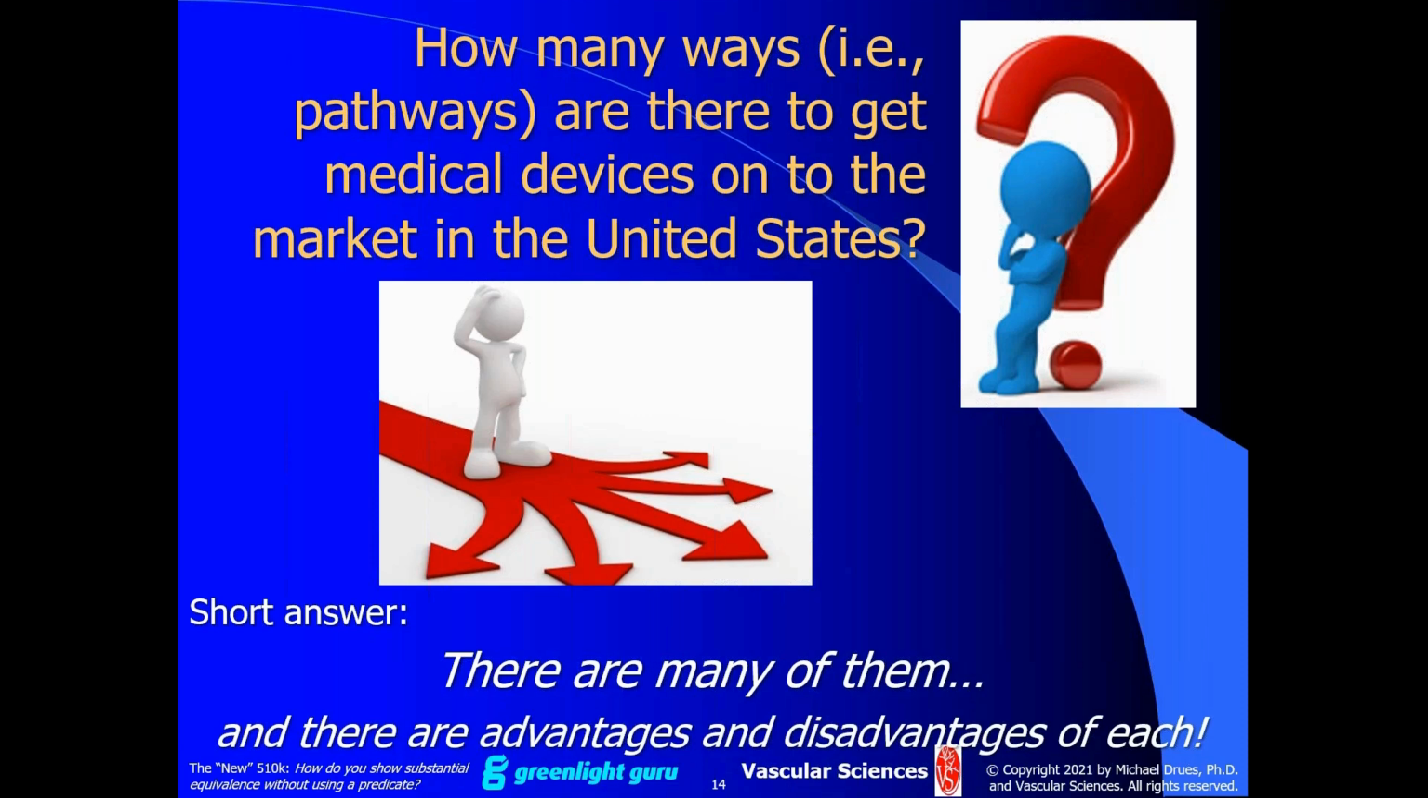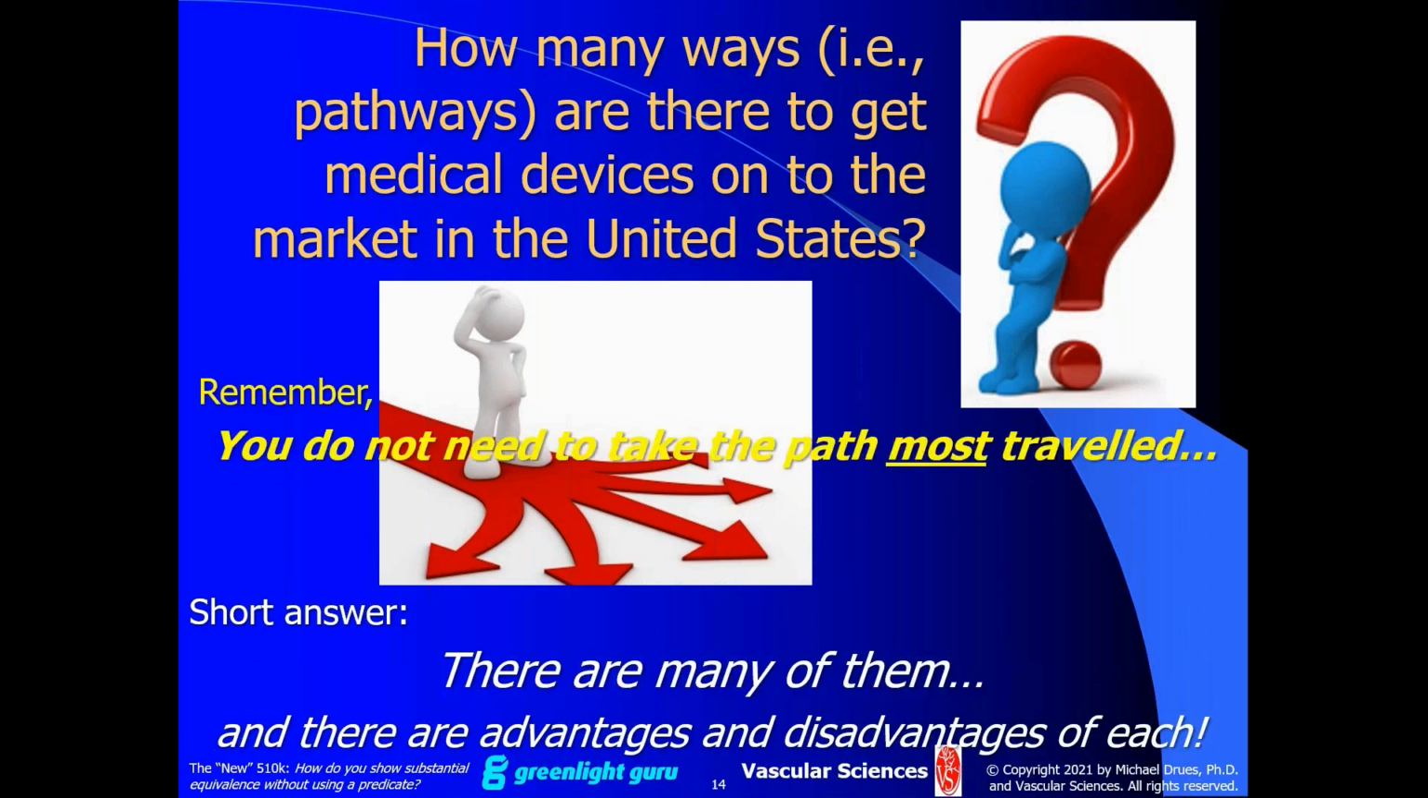So how can you know which pathway to take, whether it's the 510K or something else, if you don't, A, know what all of your options are, and then B, know what the advantages and disadvantages are of each and every one? In other words, if you don't have that basic information, how can you possibly do your job? And suffice it to say, you do not need to take the path most traveled unless, of course, it's to your advantage. Clearly, the 510K is the workhorse of the medical device industry here in the United States.